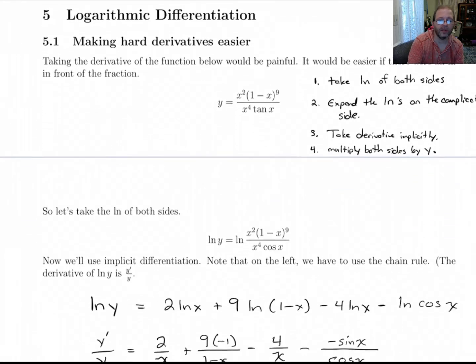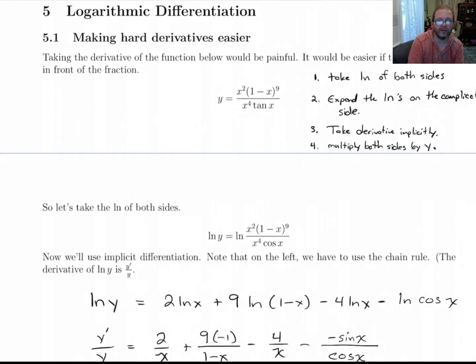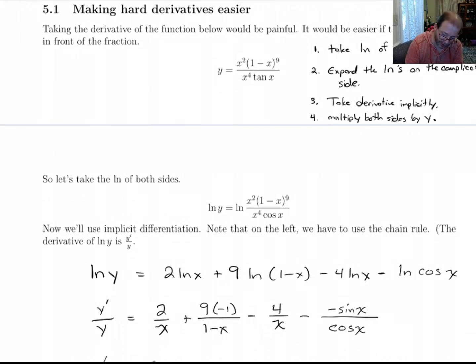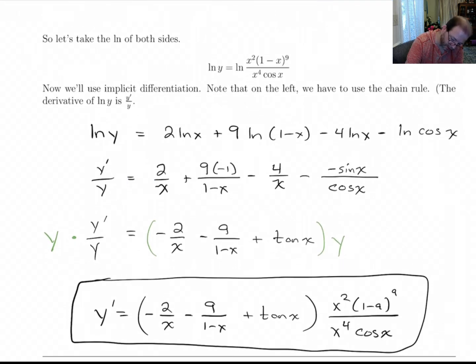If you look at it, that's what we did here. We took the natural log of both sides, we expanded the log, we did the implicit derivative. The implicit derivative is what gives us this thing. And then we just have to multiply both sides by y to get the answer completely in terms of x.